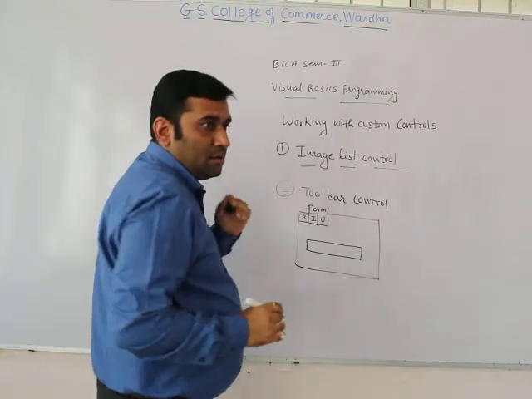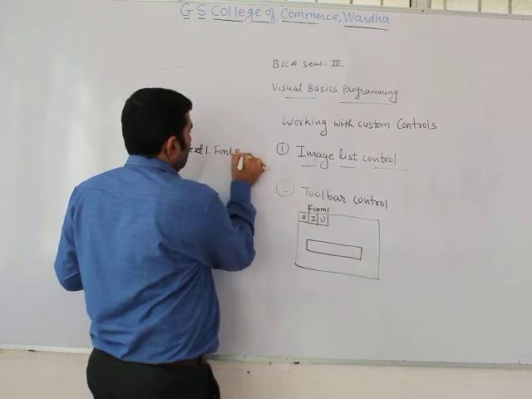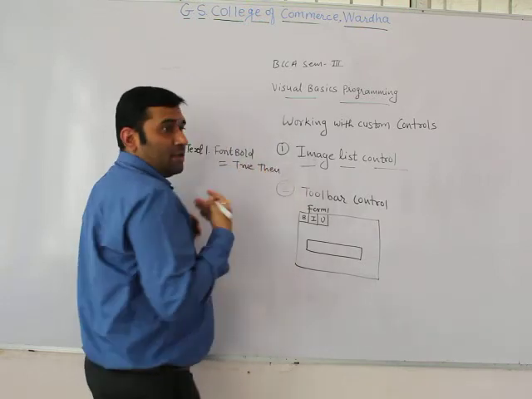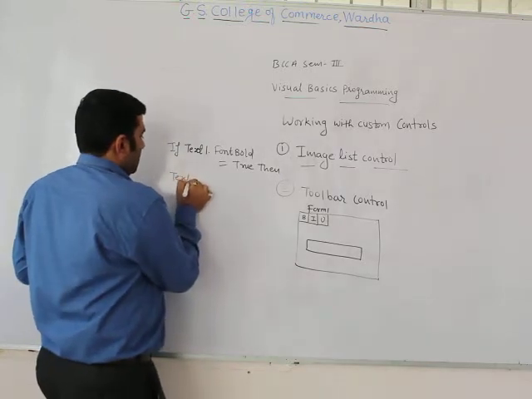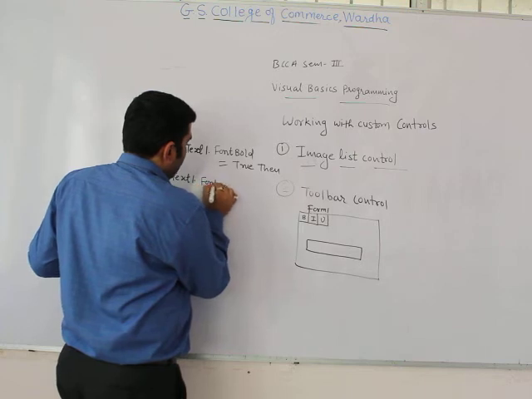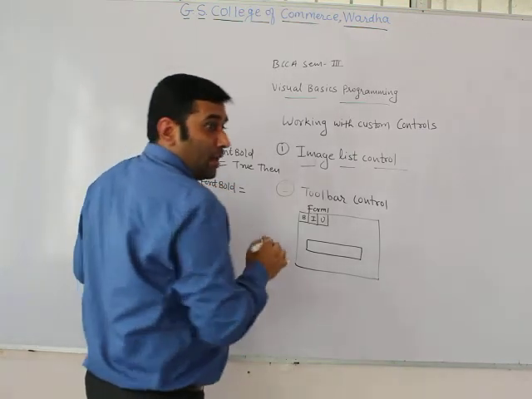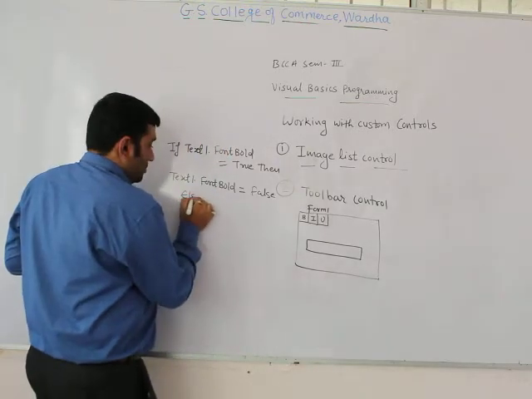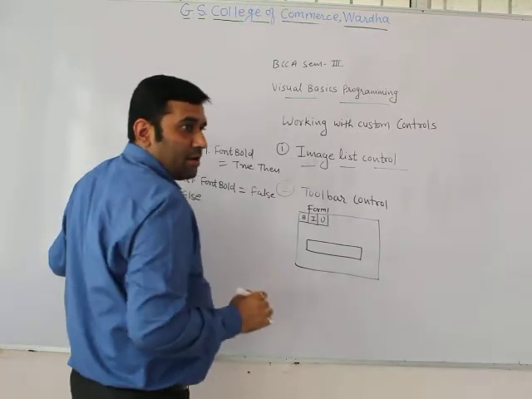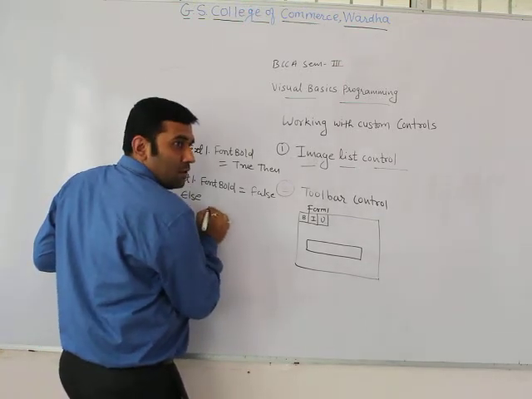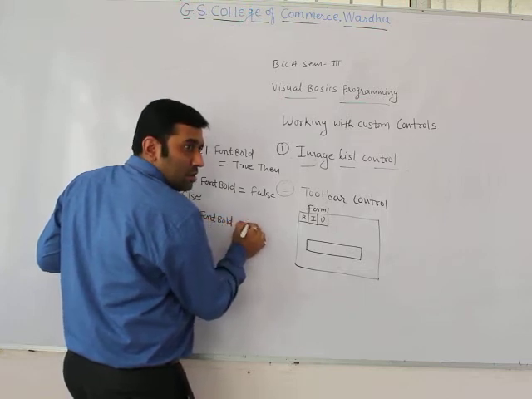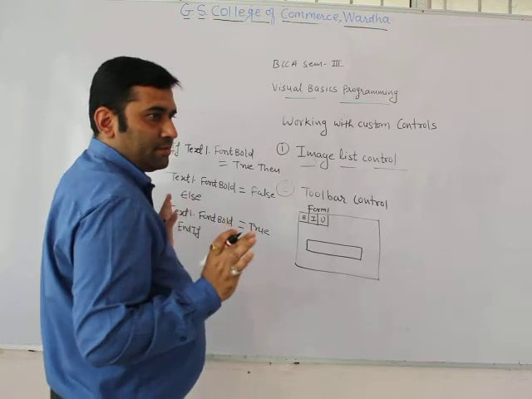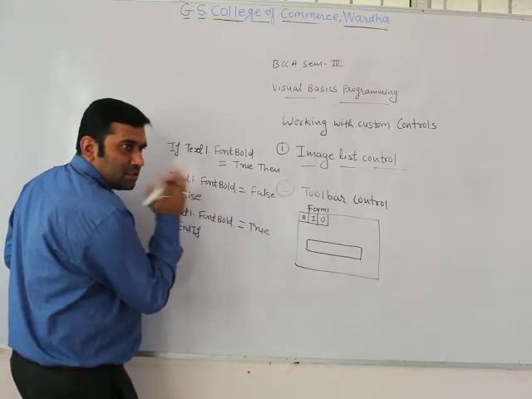Firstly, if Text1.Font.Bold = True then Text1.Font.Bold = False, else Text1.Font.Bold = True, and then end it. Otherwise it is true, otherwise it is false.